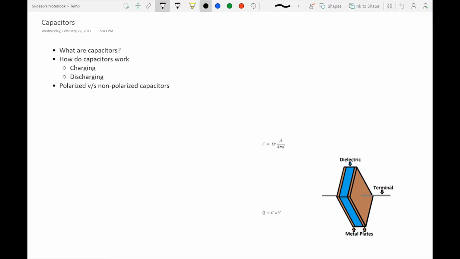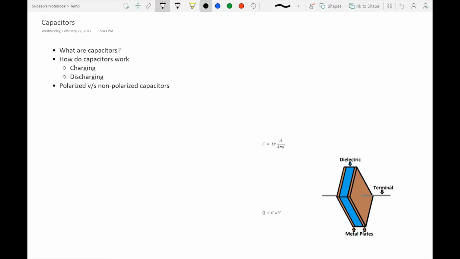This video is a part of the series Know Your Component, and the component we will be talking about today is capacitors. What we will be covering in this video is what capacitors are, how they work in terms of their charging and discharging, and we will also talk about polarized versus non-polarized capacitors.